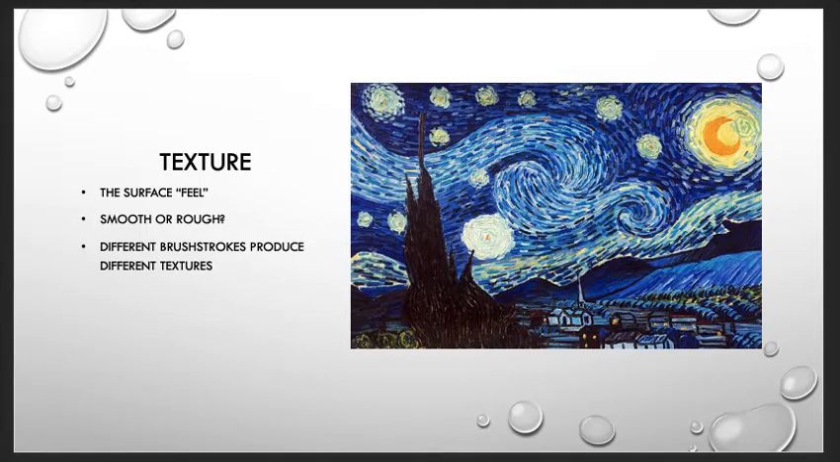Next is texture. Hopefully we all know this is Van Gogh's Starry Night. Van Gogh's paintings were very highly textured. If you saw them in person, you would see the raised paint on the surface of the canvas. So texture has to do with the surface feel. Is it smooth? Is it rough? Think about the different brushstroke techniques, because different brushstrokes produce different textures. This is very choppy, very rough. So we want to think about what that adds.